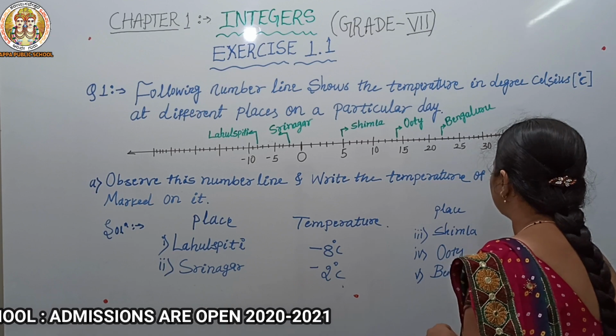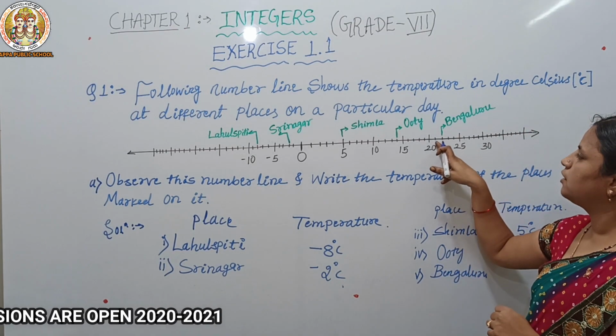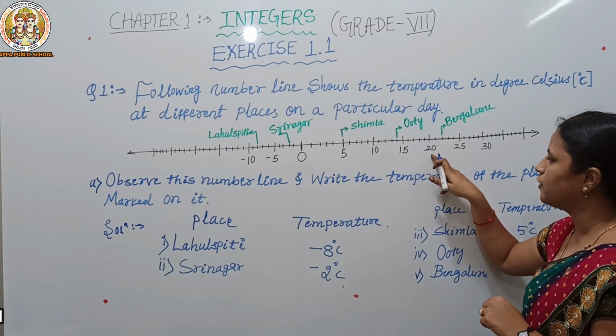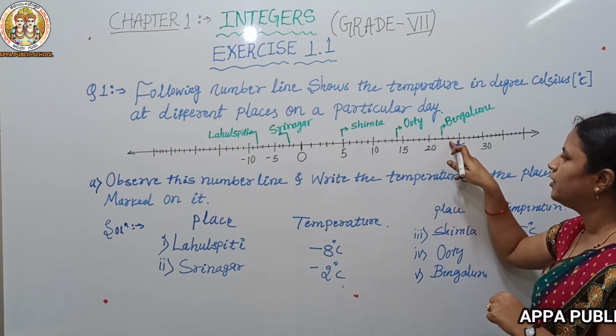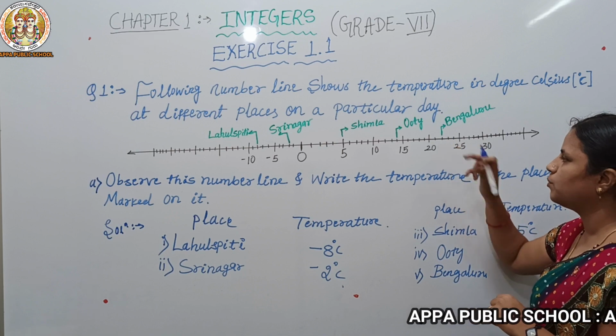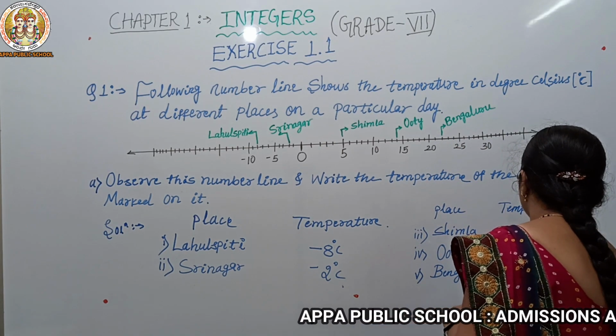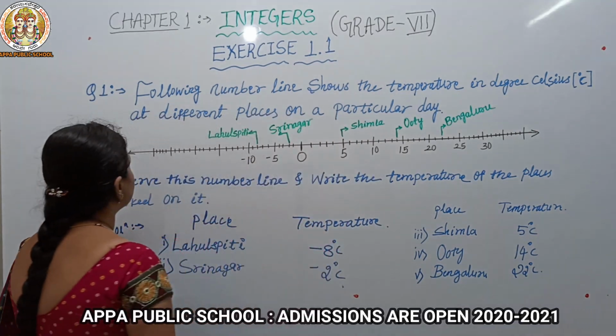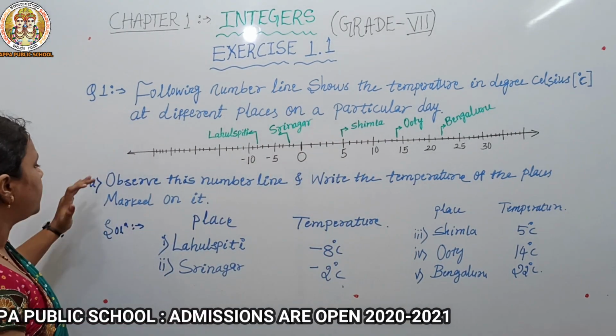Bangalore, as I said, it is after 20, say 21 and 22. Each line indicates one difference: 20, 21, 22, 23, 24, 25. So it is at a temperature of 22 degrees Celsius. This is the main question 1, part A.